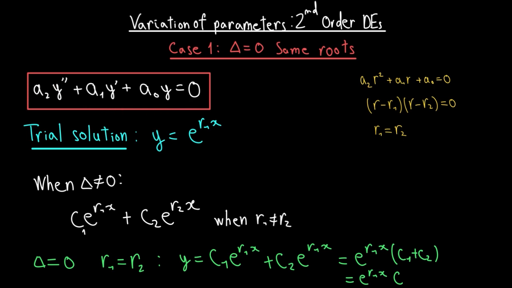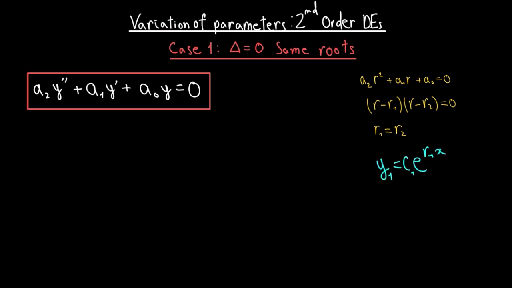We already have one part because c1 e to the r1x satisfies this differential equation, but we need to do more work in order to find the second part. And this is where the variation of parameters comes in. Remember that in order to use the variation of parameters, we need to have something to work with. We need to have a part of the solution. And in this case, we do have something to work with.